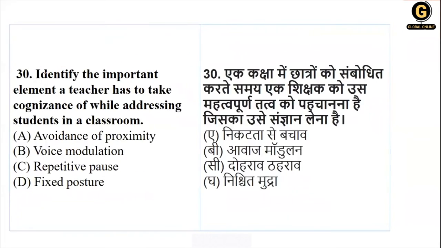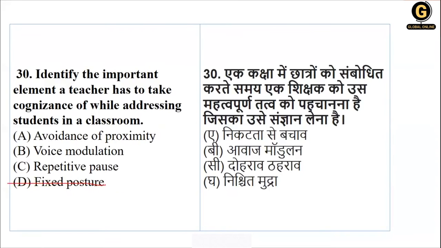Next question. Identify the important element a teacher has to take cognizance of while addressing students in a classroom. Which element does the teacher have to consider while addressing the students in the classroom? Whether it is avoidance of proximity, reducing the distance, voice modulation, or repetitive pauses, or fixed posture.